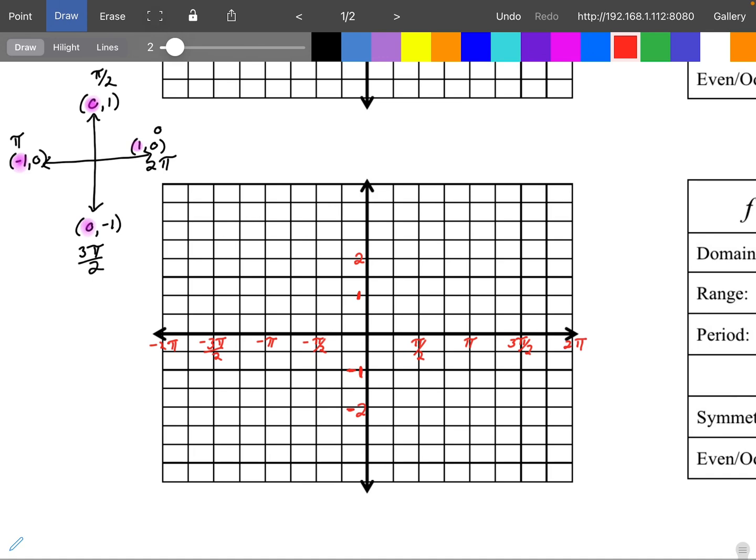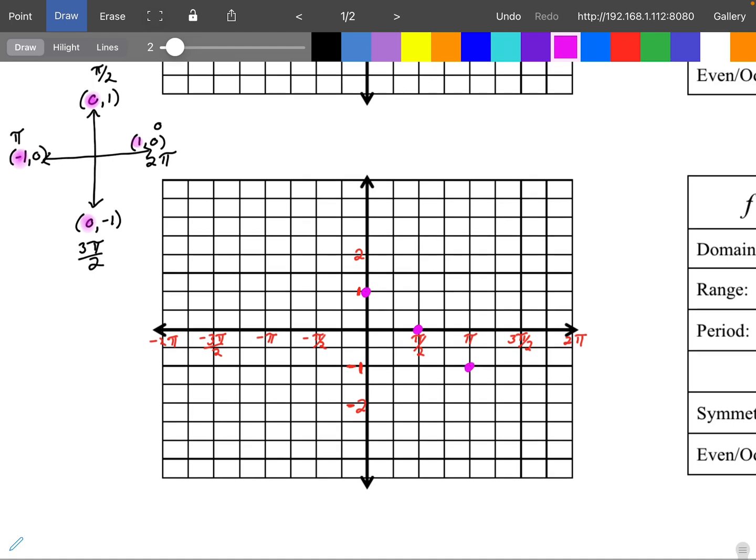Always make sure that you label both axes. Okay, so cosine at 0, cosine is 1. So there's my first point. Then at pi over 2, cosine is 0. Then at pi, cosine is -1. At 3 pi over 2, cosine is 0. And at 2 pi, cosine goes back to 1. And then at that point, I could keep rotating, but I'm going to get the same values over and over and over.